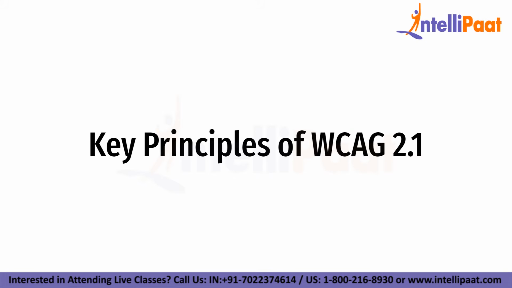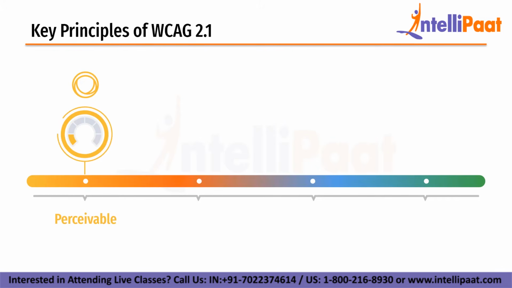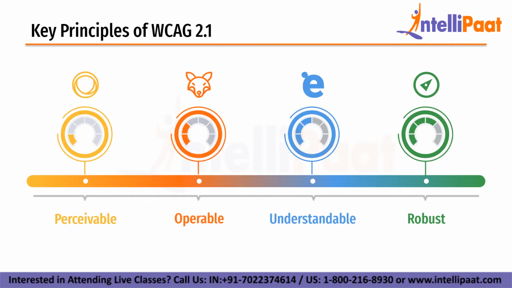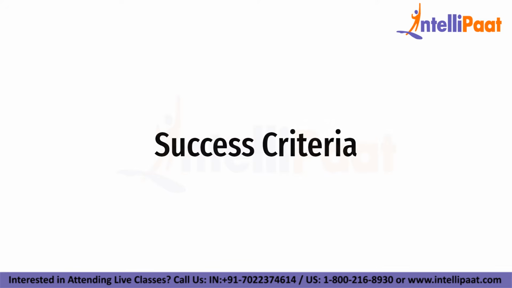Now we'll look at the key principles of WCAG 2.1. The four key principles of 2.1 are perceivable, operable, understandable, and robust. Let us take a look at those. So perceivable means that web content must be able to be perceived by all users, including those with disabilities. Operable means that all users must be able to operate the interface, including those with disabilities. Understandable means that web content must be presented in a way that is easy to understand, including for people with cognitive and learning disabilities. Finally, robust means that web content must be compatible with current and future user agents, including assistive technologies. Now we look at the success criteria.